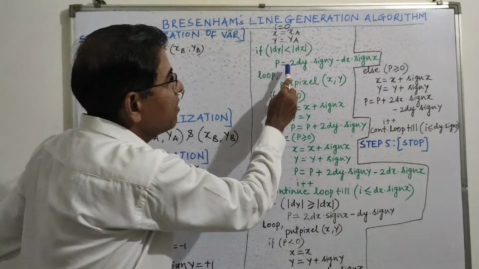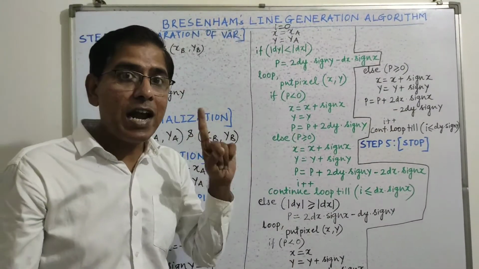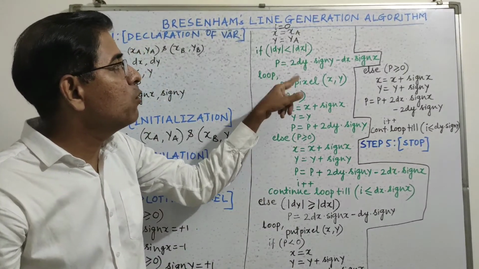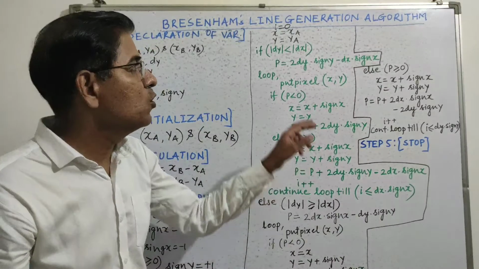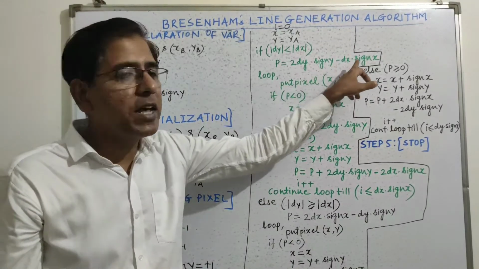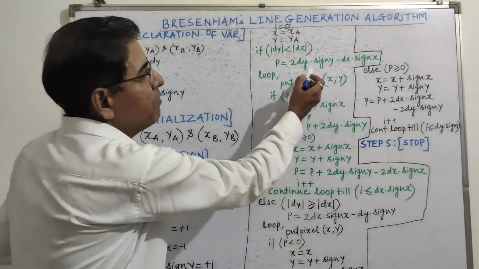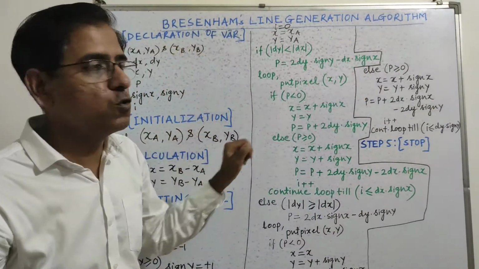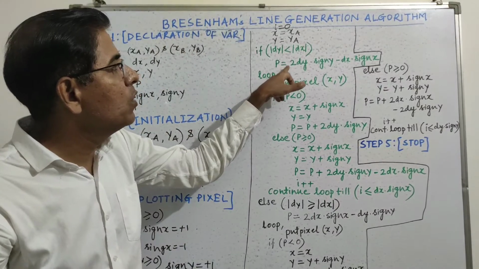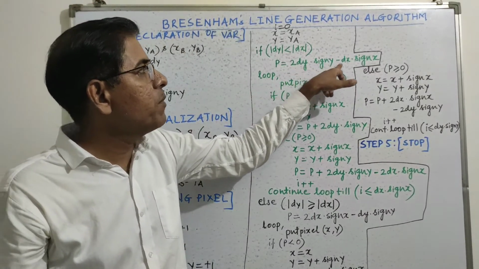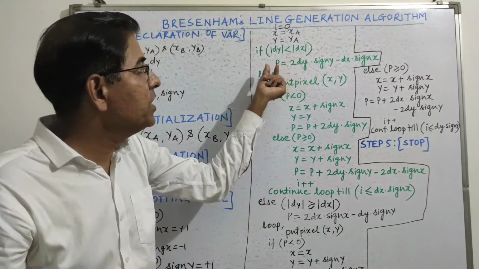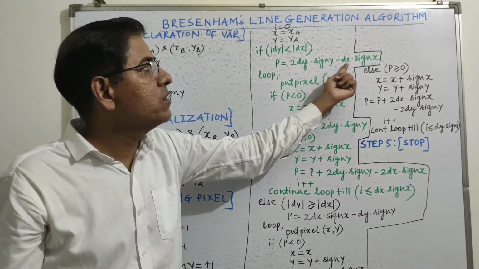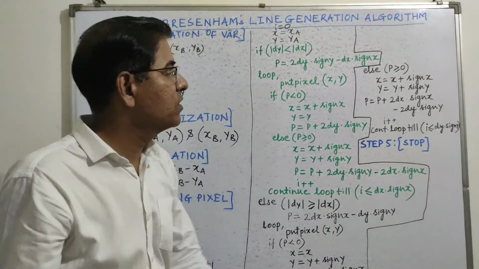So if slope is less than 1, then what we have derived, the start point decision parameter for slope less than 1, says p equal to 2 dy minus dx. So this is also p equal to 2 dy minus dx, but we have attached sin y with dy and sin x with dx. So it says p equal to 2 dy into sin y minus dx into sin x. So initial value of p will be 2 dy into sin y minus dx into sin x.